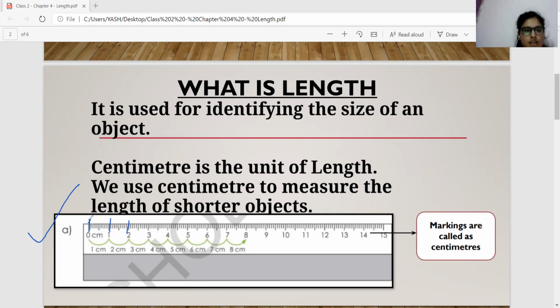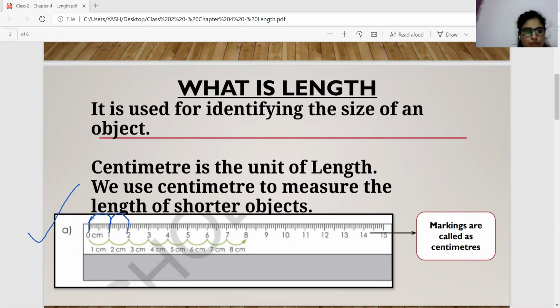We will always start from 0. We cannot start from 1. We always start from 0 whenever we need to measure the length of a shorter object. So 0 centimeter. After that we get the longer line, 1 centimeter, then 2 centimeter, then 3 centimeter. So 0 to 1 length is called 1 centimeter, and 1 to 2 length is called 2 centimeter, meaning 0 to 2.